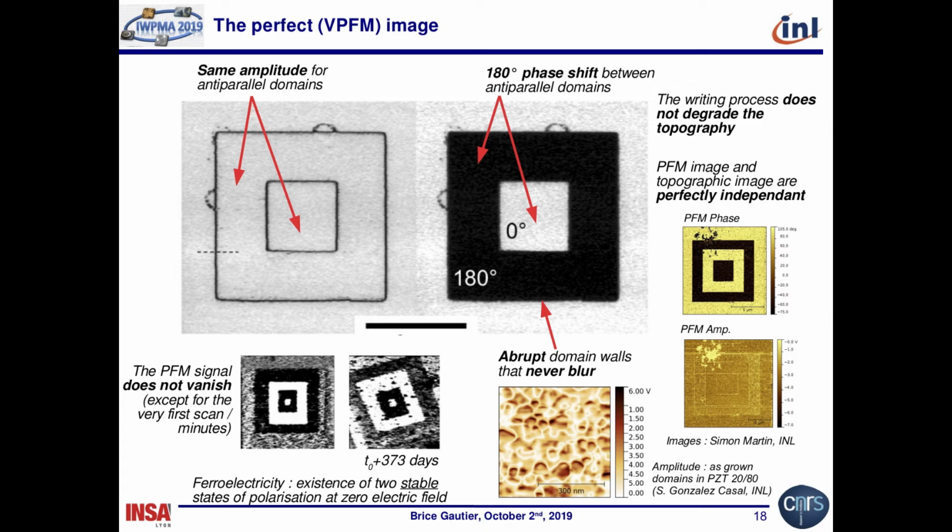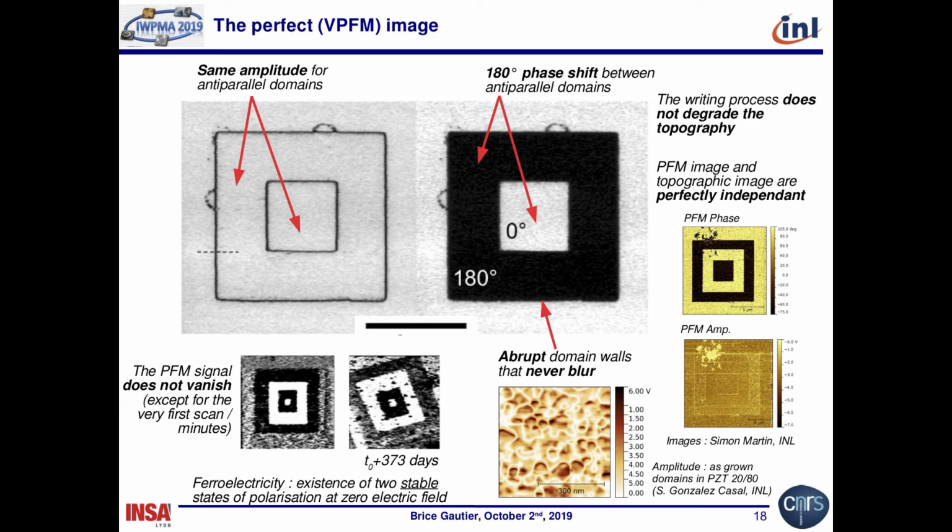That happens in real life. This is PZT, and we write domains, and we have exactly 180 degrees between this part and this part. From the amplitude point of view, you see the dark areas, which correspond to the domain walls, places where you have no piezoelectric vibration at all. Remember the hysteresis loop. And this is more difficult to obtain.